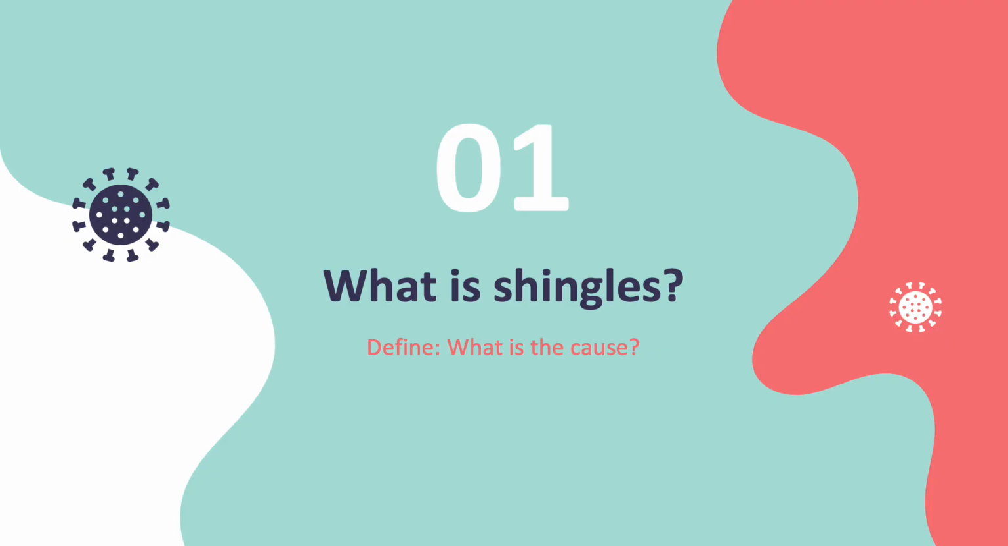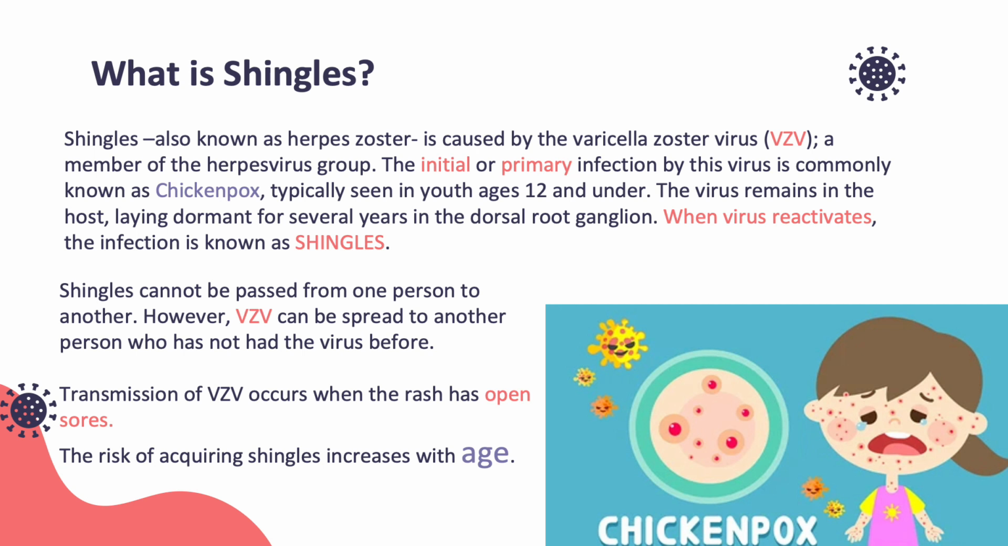What is shingles? Learning objective number 1. Define what is the cause. Shingles, also known as herpes zoster, is caused by the varicella zoster virus, a member of the herpes virus group. The initial or primary infection by this virus is commonly known as chickenpox, typically seen in youth ages 12 and under. The virus remains in the host, laying dormant for several years in the dorsal root ganglion. When the virus reactivates, the infection is known as shingles.